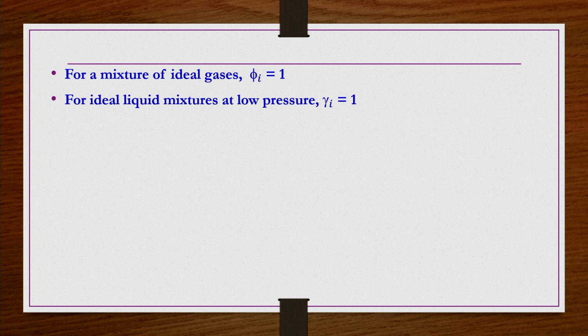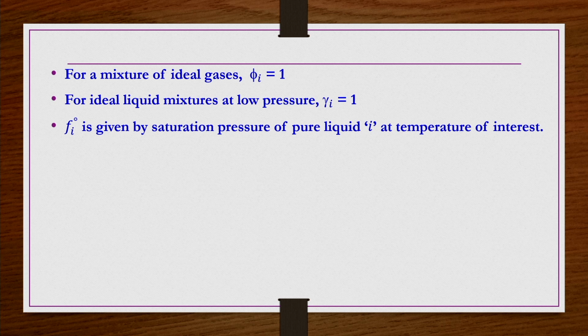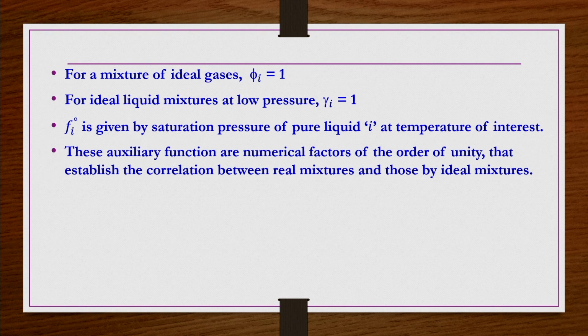That is the limiting behavior of the fugacity and activity coefficients. Fi naught is given by the saturation pressure of pure liquid i at the temperature of interest, and these auxiliary functions are numerical factors of the order of unity that establish the correction between real mixtures and ideal mixtures. So if phi i is equal to 1, we can say it is an ideal gas mixture. If it is not 1, there is non-ideality, and how much non-ideality depends on the magnitude of this phi i.